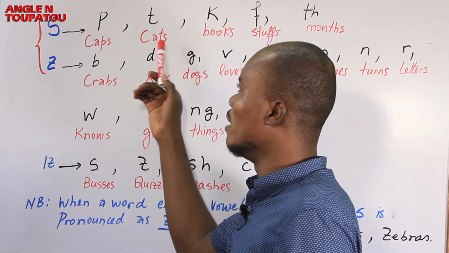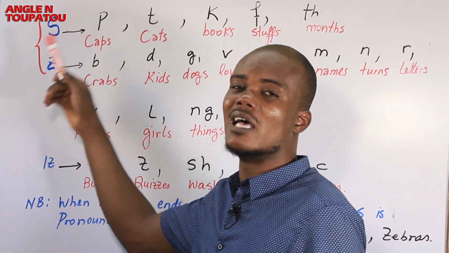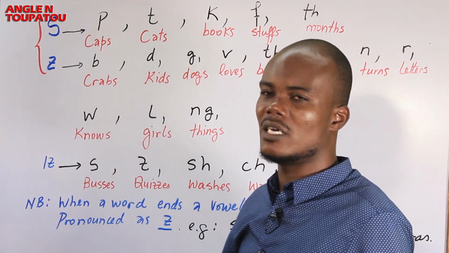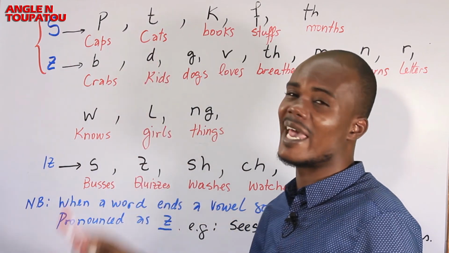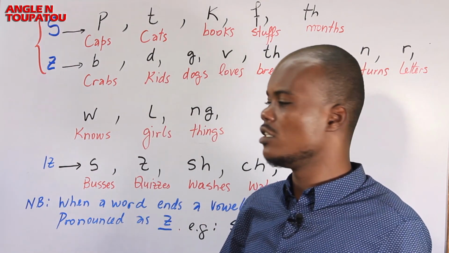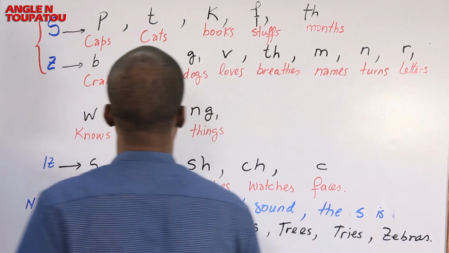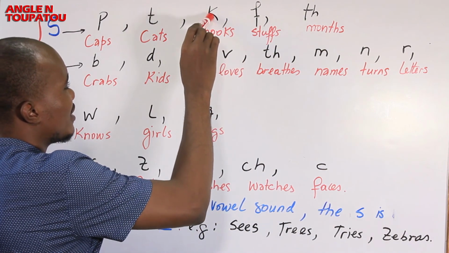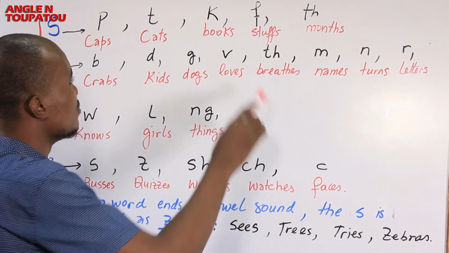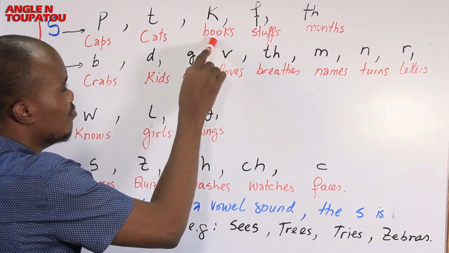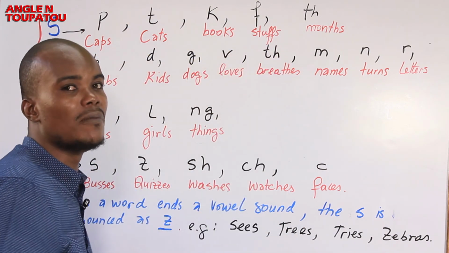And secondly, if you see the letter T, si c'est T qui vient avant letter S, you have to pronounce this S as S. For example, in cat, cats. Chat, au pluriel, c'est cats. And if it's letter K, si c'est lettre K, on va prononcer comme S. Like in book, for the plural, you say books.